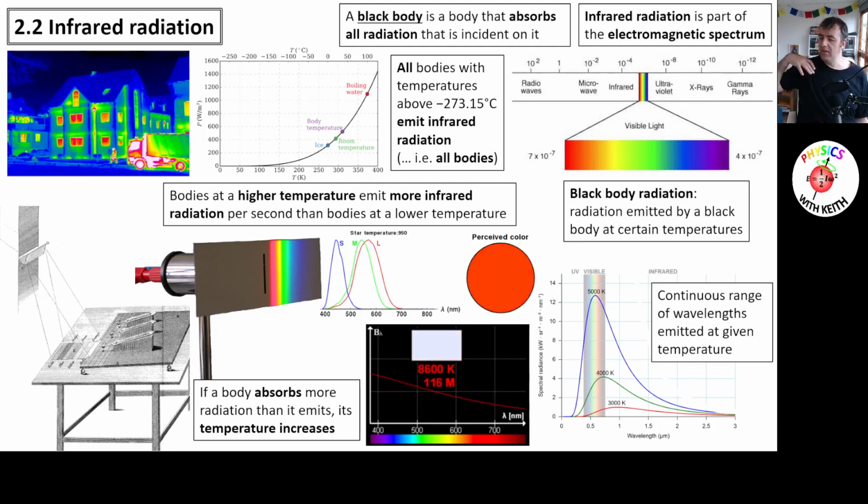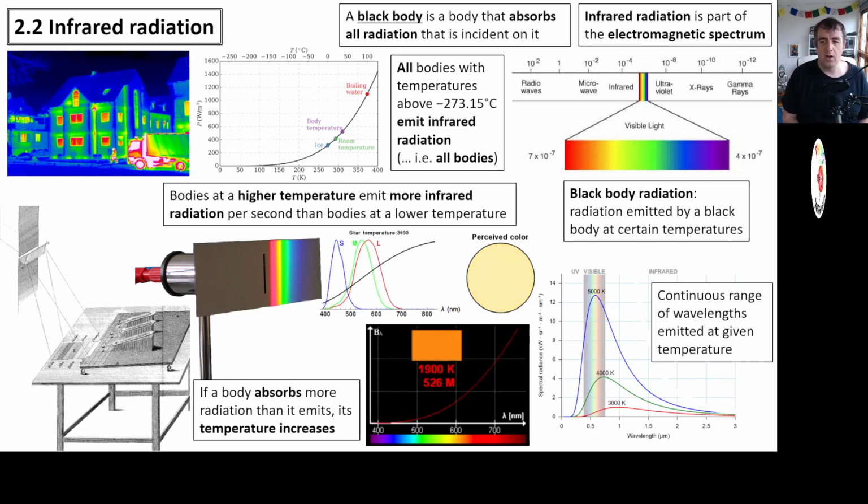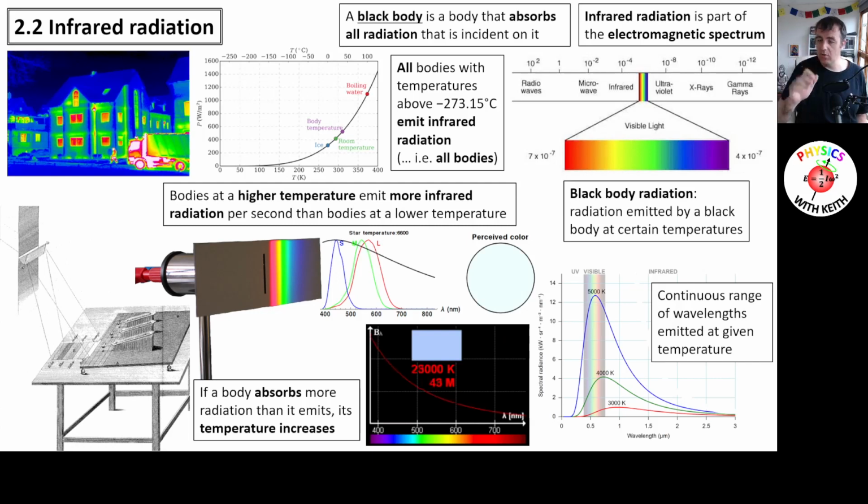Now, that's not the only thing that happens as we increase the temperature of a body. It's not just as we increase the temperature, it emits more infrared radiation. That is true, but something else happens as well. And to understand what else happens, we're going to take an ideal type of body called a black body. So a black body is an ideal body. They're not necessarily coloured black when you look at them, okay? So I'll give you an example.